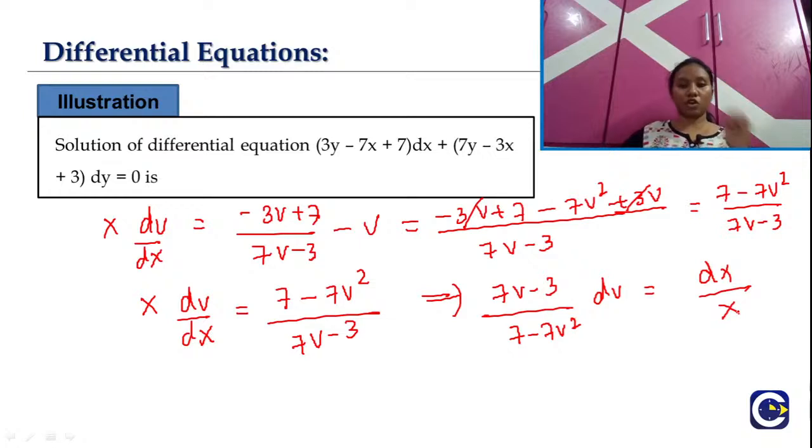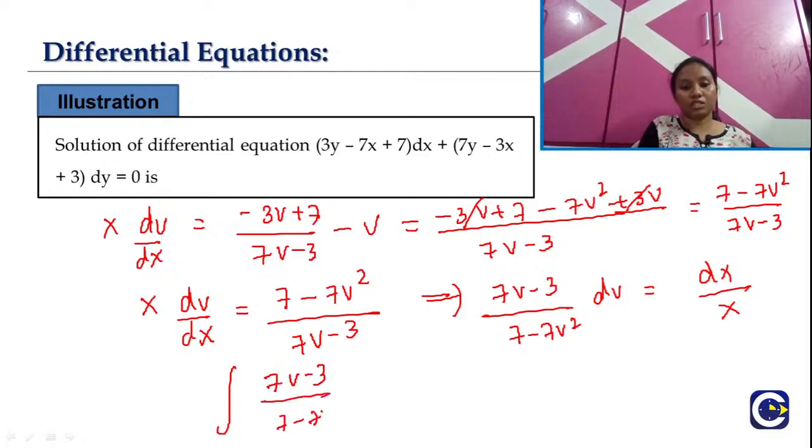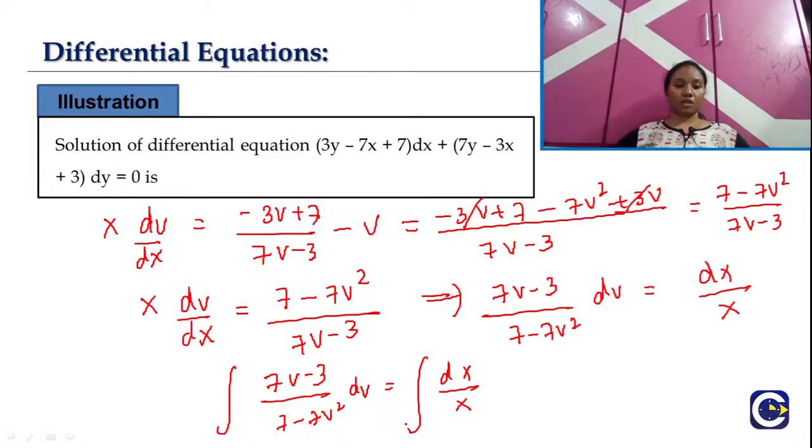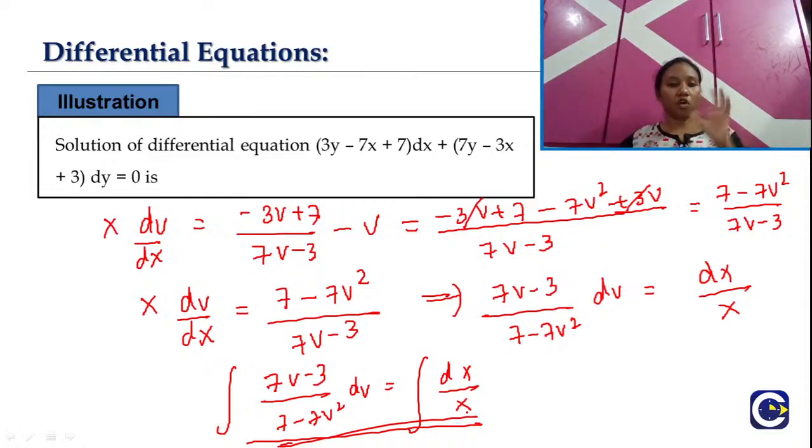Now you are aware of how to do this integration. So integrating on both sides, the integral of (7v − 3)/(7 − 7v²) dv is equal to the integral of dx by x. You are aware of how to do the integration of the given expression. So far, if you have any doubts, you can let me know, because the only trick here is to identify the form of the equation, then the steps involved in converting that equation into the homogeneous format, and then how we solve the general homogeneous equation. The steps will be the same. Until these steps it's a new thing, but from here you are familiar with the integration part. You can let me know if anyone has any doubts so far.